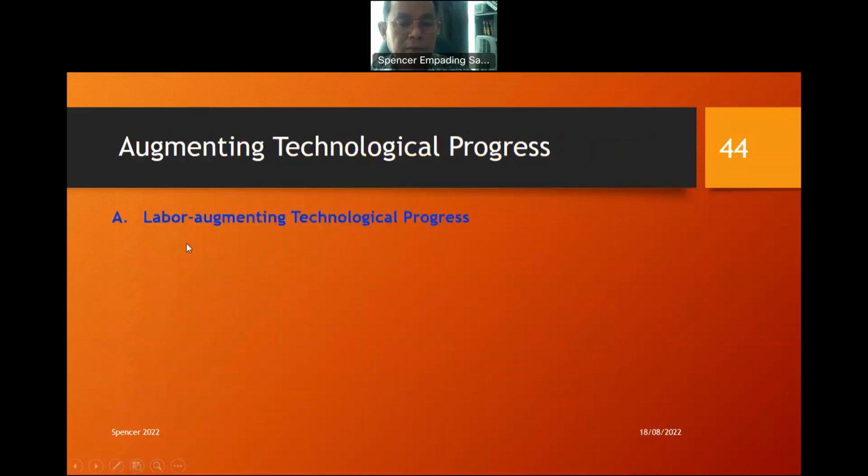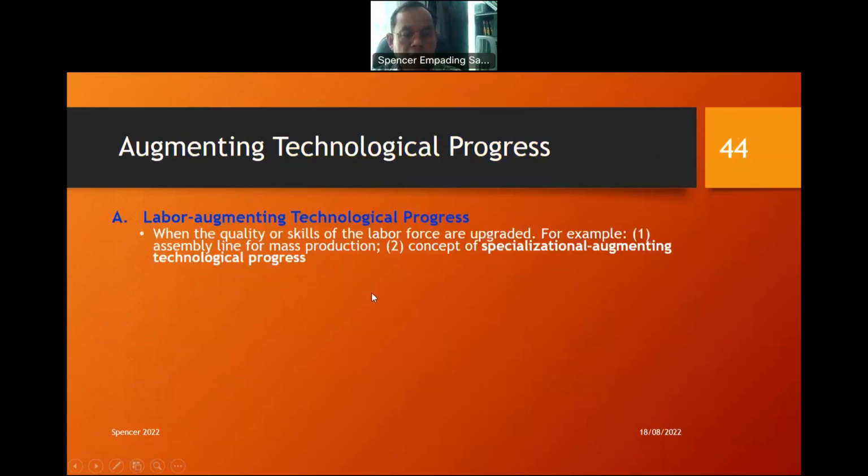The other form is augmenting technological progress, and this can also take two forms. The first one is labor augmenting technological progress. In other words, enhancement of labor quality and so on. So when the quality or skill of the labor force is upgraded, for example, through training and through new knowledge of doing things and so on.